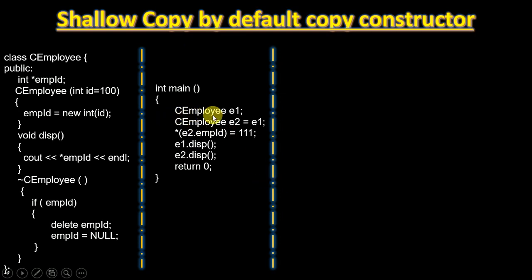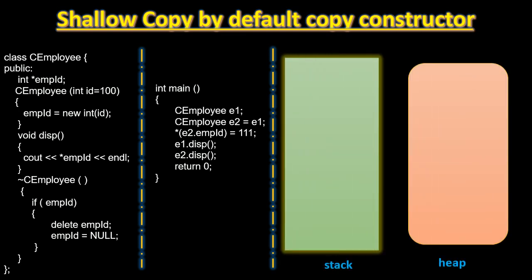Whenever we say CEmployee e1, we are dealing with two different types of memory: stack memory and heap segment memory. So take two memory segments, a stack memory segment and a heap memory segment. Whenever I say CEmployee e1, the first step is memory allocation for the object, which consists of emp id as a data member. After memory allocation is completed, immediately the constructor will be called.